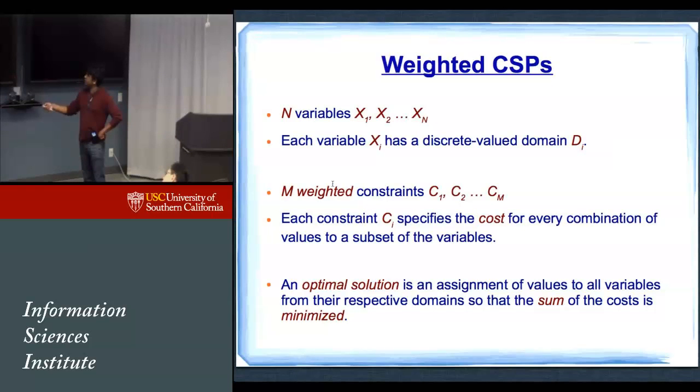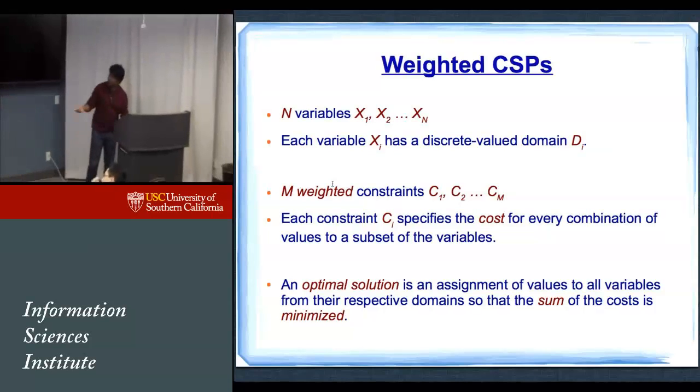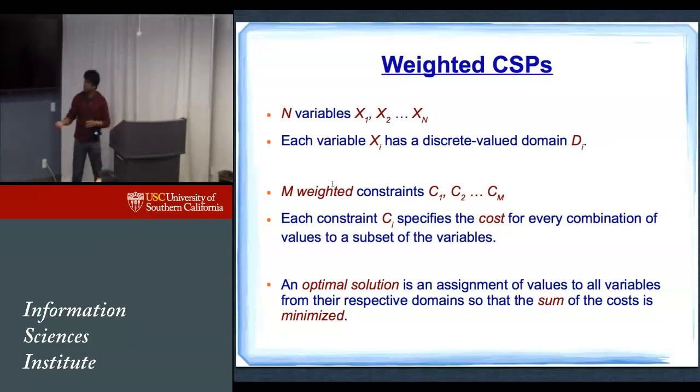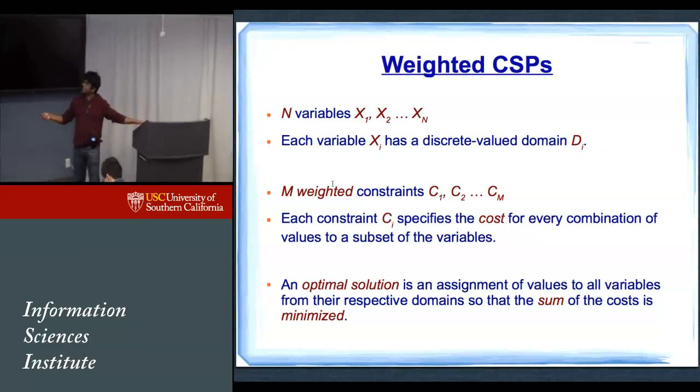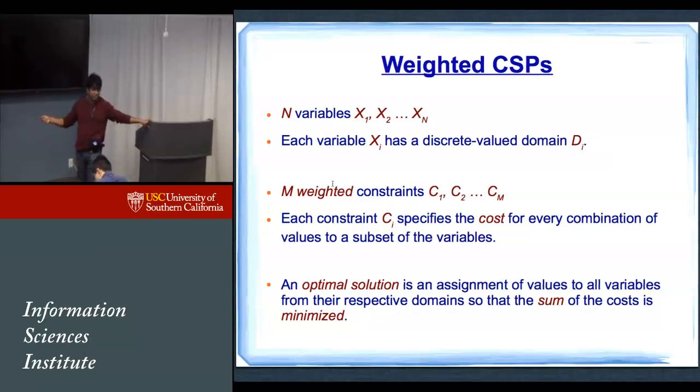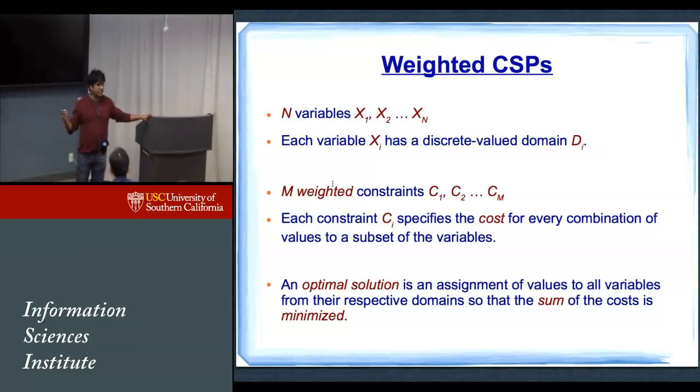Each variable has a discrete value domain di, much like before. But this time, the constraints are going to specify a cost for every possible combination of values to the subset of variables, right? Instead of specifying whether or not it's allowed, it specifies a cost. And the goal is to come up with an optimal solution, which is an assignment of values to all the variables from the respective domains such that the total cost is minimized.